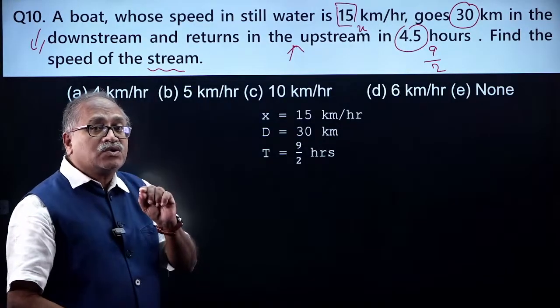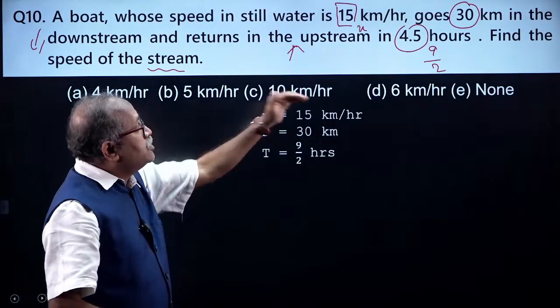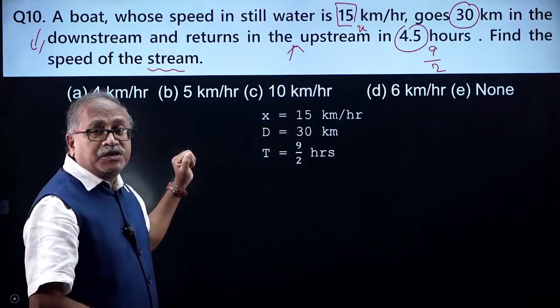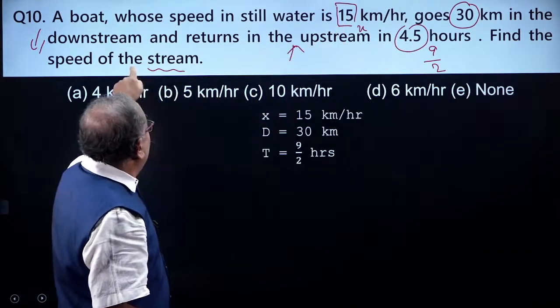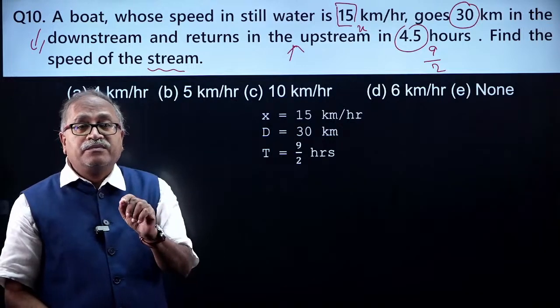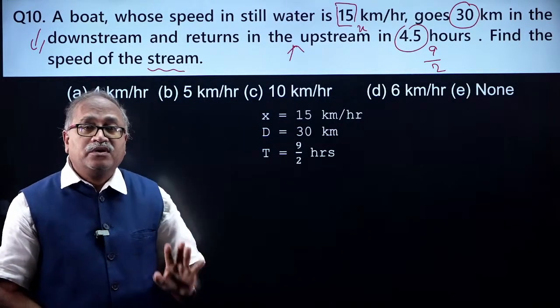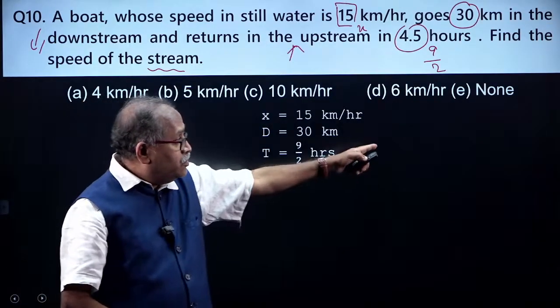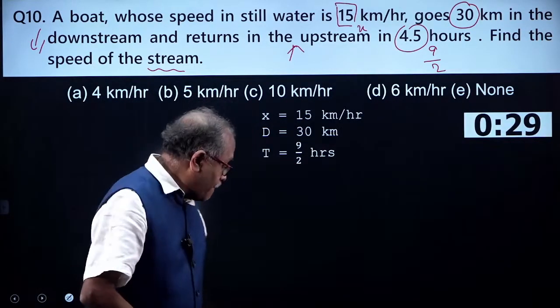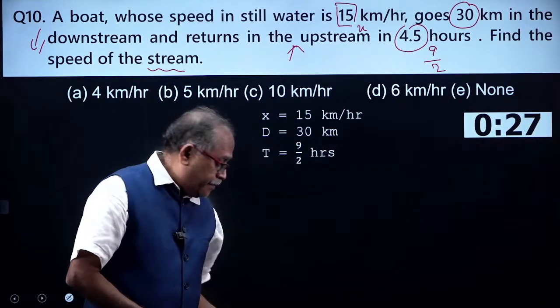So, the distance is constant. He goes 30 kilometer, comes back 30 kilometer. What I know? The speed of the boat. I need to find out the speed of the stream. You people know that it's a very basic question, very frequently asked question in the exam. Your time starts now. Come on.